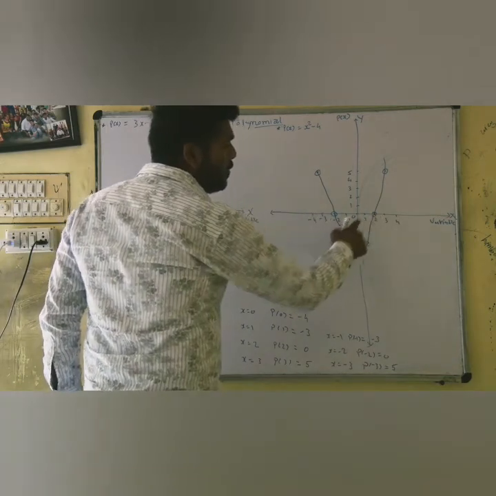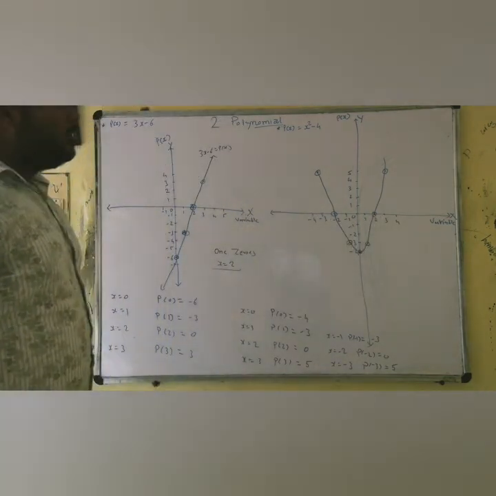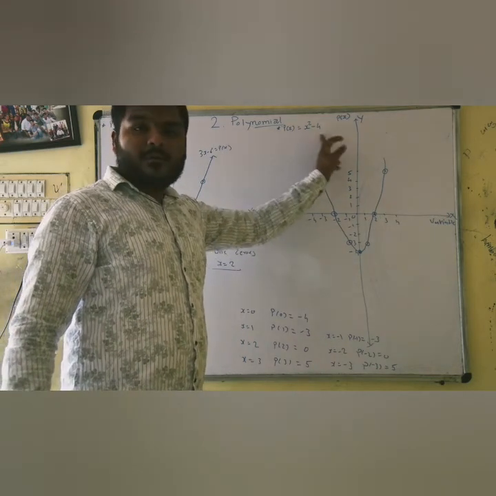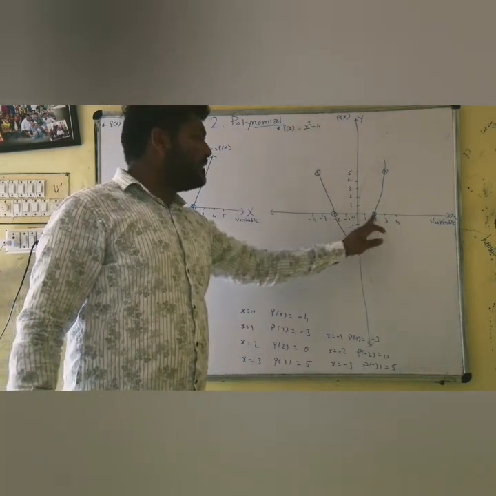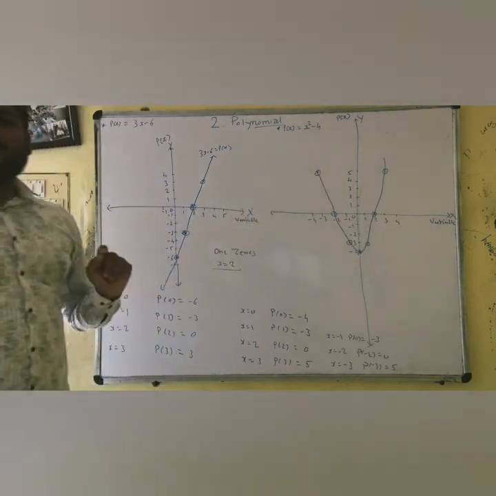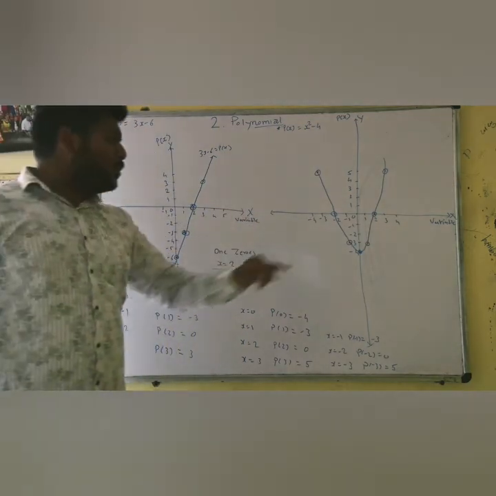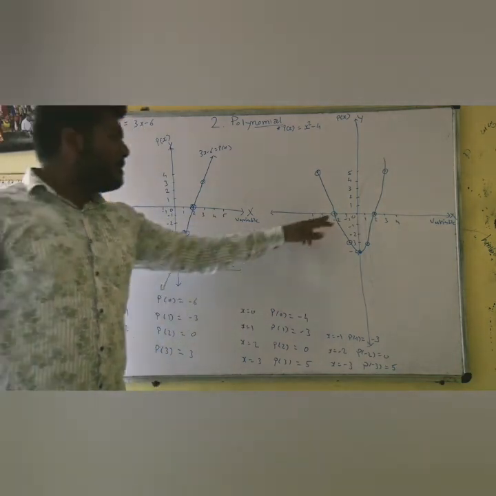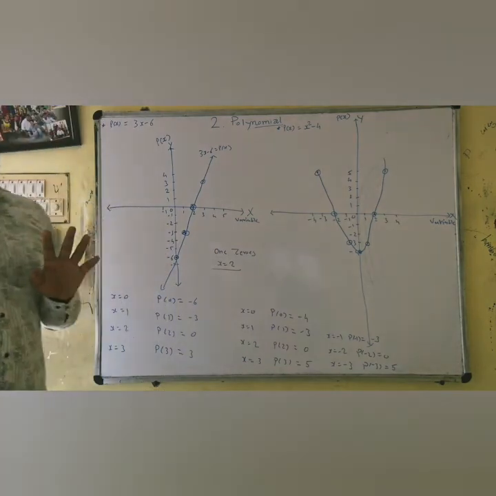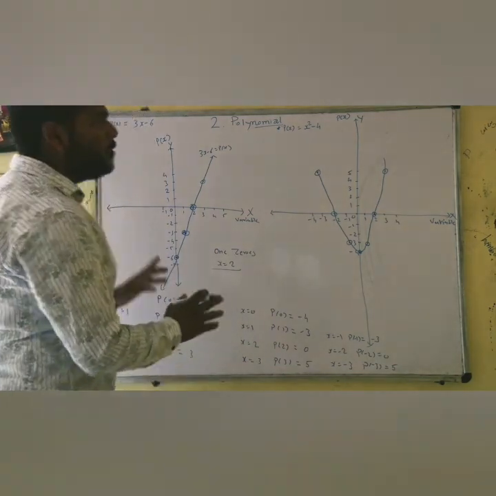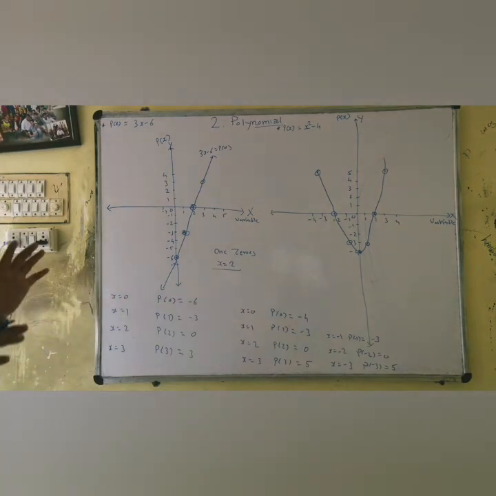So by seeing this figure, what can you say? At these 2 points, the value of the polynomial is 0. So the number of zeros is 2. And which are the zeros? Minus 2 and 2. Understood? So by seeing the graph, we can directly say how many zeros this equation has. Clear?